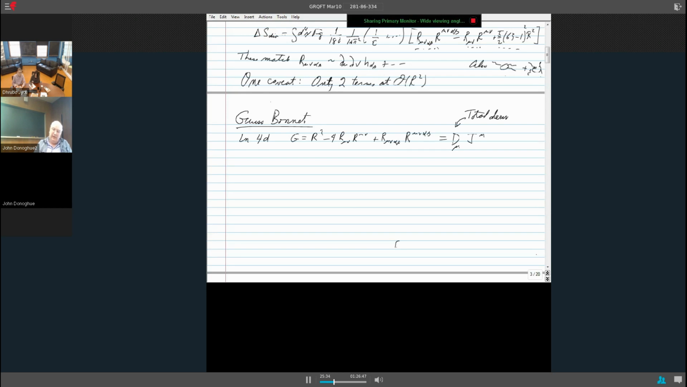And this is in 4D, in 4 dimensions. If I take G, this is the Gauss-Bonnet invariant. It's R squared minus 4 R mu nu squared plus R mu nu alpha beta, R mu nu alpha beta. That's the total derivative, total covariant derivative of some current. So it's the total derivative.